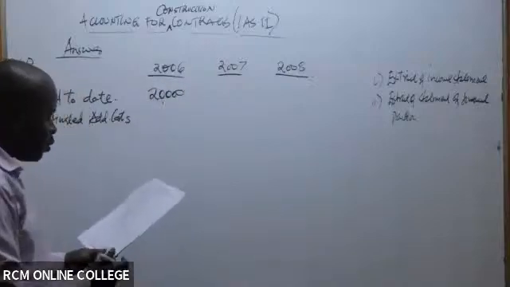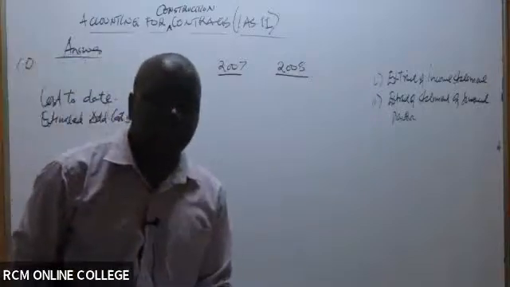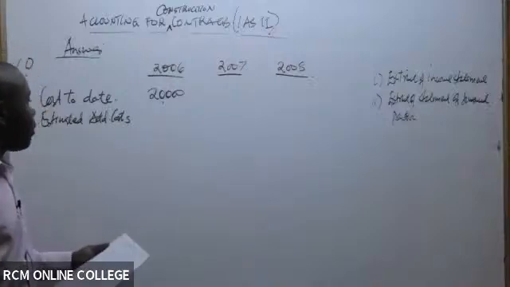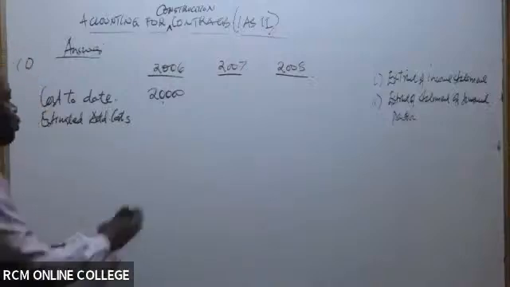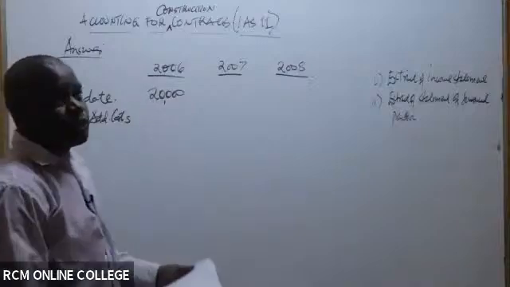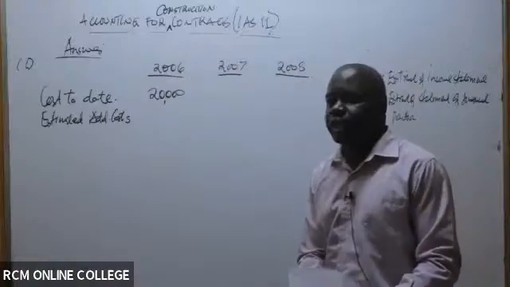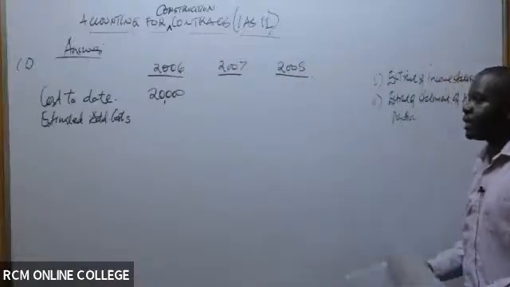Ilikuwa 20 million. And the cost incurred in the year 2007 ilikuwa 42 million. So wacha niulize swali. So according to you, what do you think will be the cost to debt by the end of the year 2007?